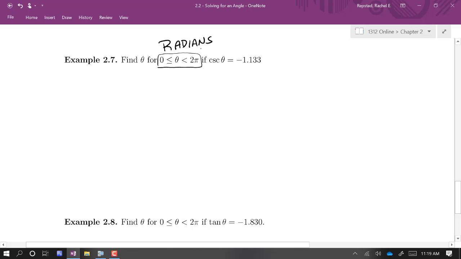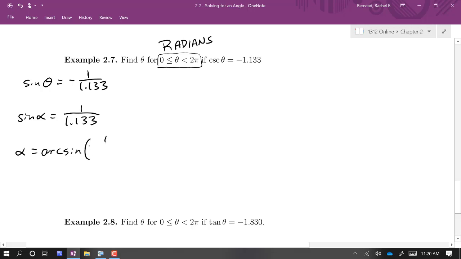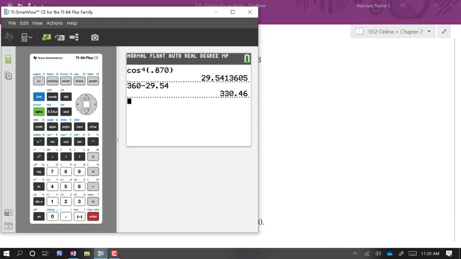They tell us that cosecant theta is negative 1.133. So I know that sine theta is negative 1 over 1.133. And so sine alpha is a positive 1 over 1.133. Alpha is then arc sine of 1 over 1.133. I get 61.96.